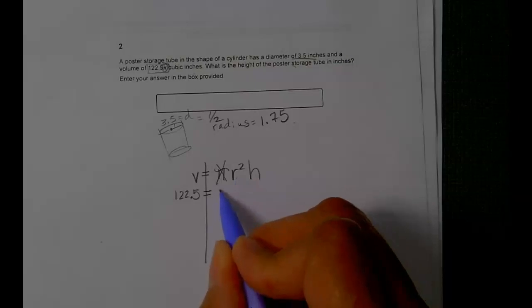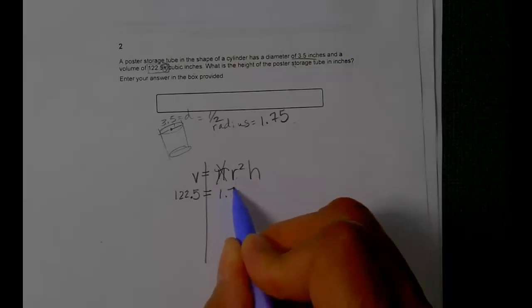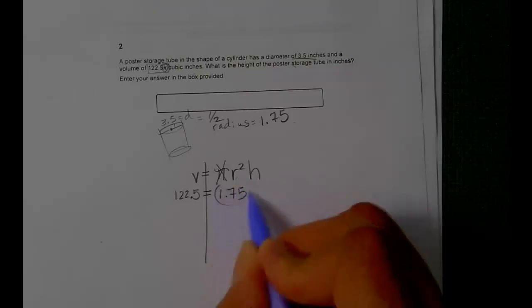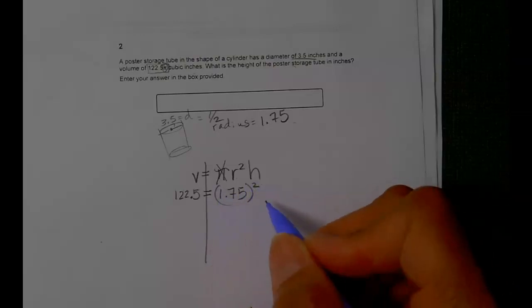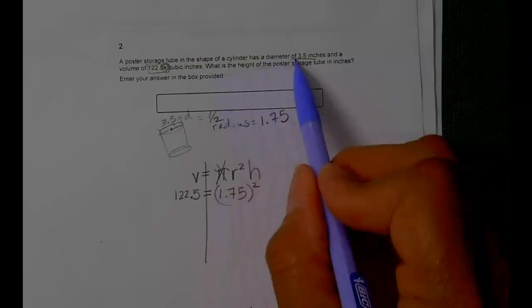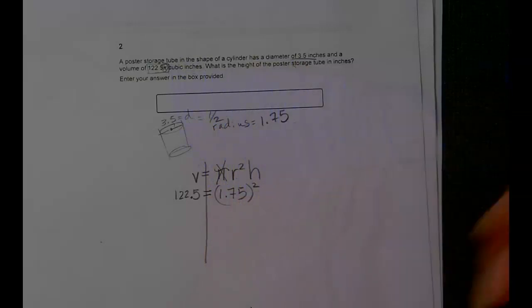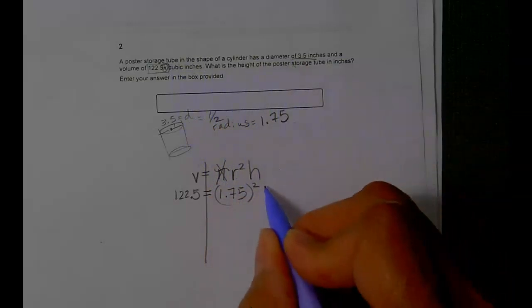My radius is 1.75 squared. And what is my height? Did they give me a height? What is the height? Okay, so I don't know the height.